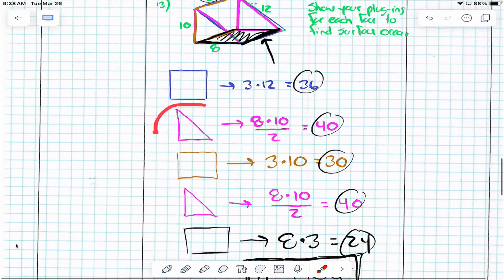Okay, the only thing is, remember, if you have a triangle, it's base times height, and what's the big thing to remember? Divide by 2. Don't forget to do that, right? We good?